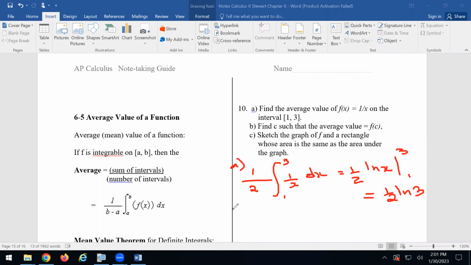That's for A. Now for B, find c such that the average value is equal to f of c.